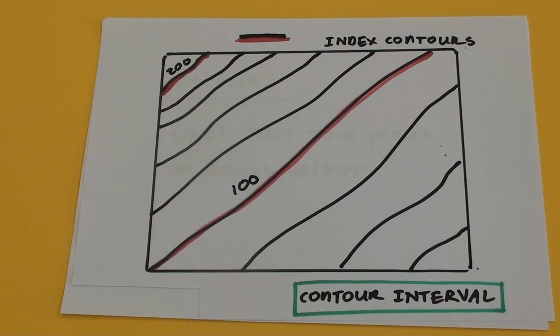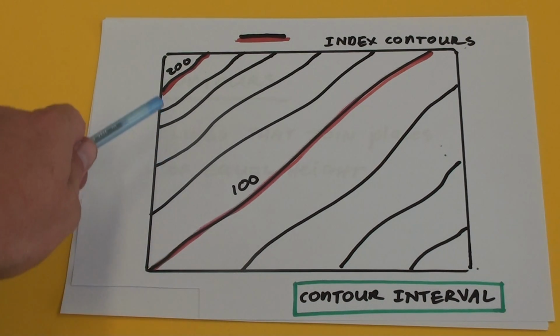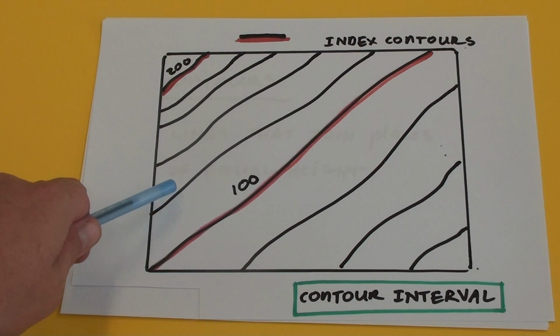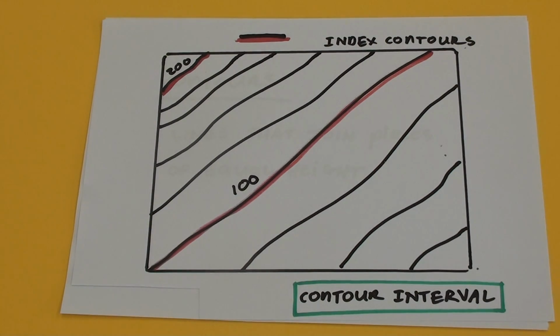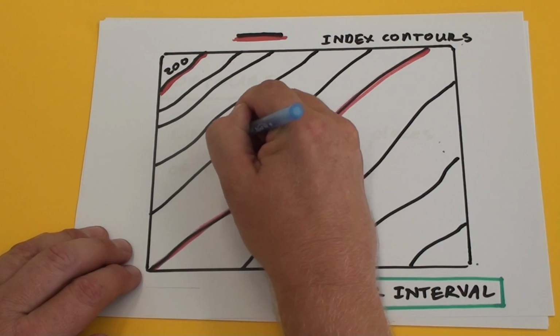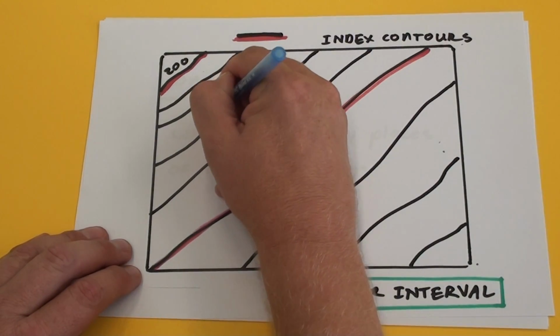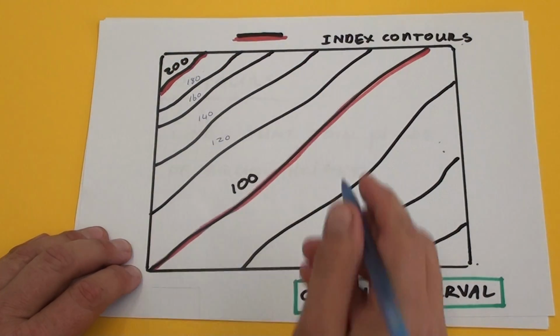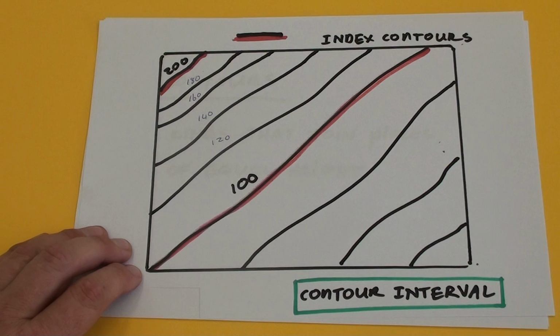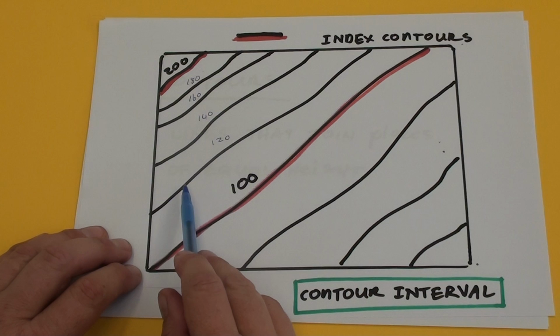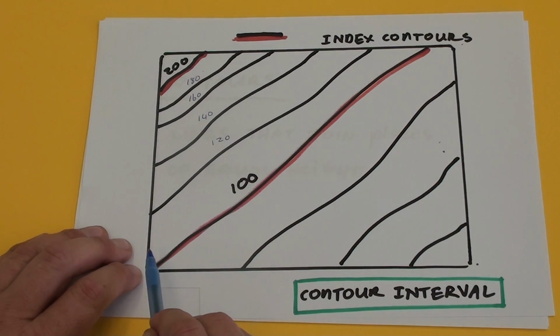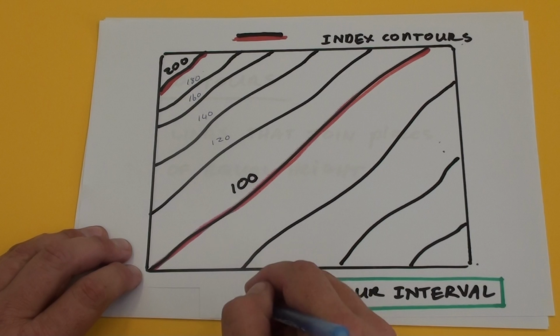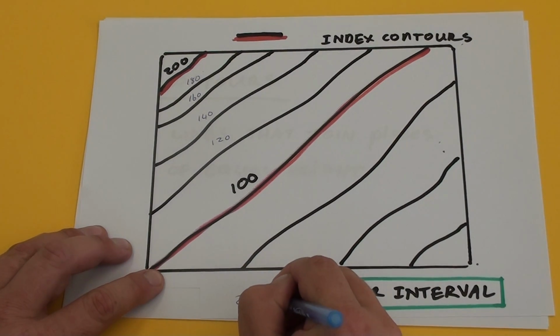The contour interval, as indicated by the green, is the difference in height between each contour. So if we had to have a look at this, if this is 100 and that is 200, what do you imagine this one would be? I would imagine that it is 120, 140, 160, 180. Those are called the contour intervals. In other words, every 20 meters, every contour represents a change of height of 20 meters. So the contour interval is 20 meters.